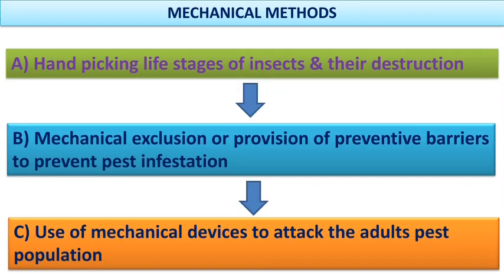Here, the first one is the mechanical methods. In mechanical methods, we can remove different life stages of the insect, that is, removal and destruction of different life stages of the insect, in three ways. The first one is hand picking of life stages of the insects and their destruction. The second one is mechanical exclusion. The third one is the use of mechanical devices. Let us see one by one.